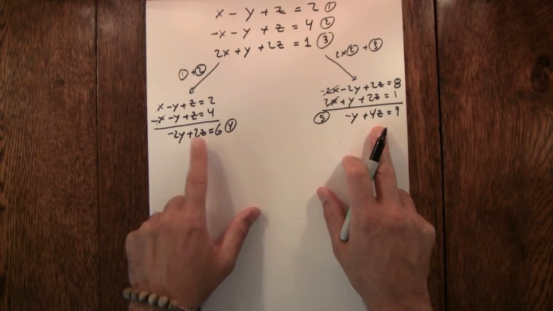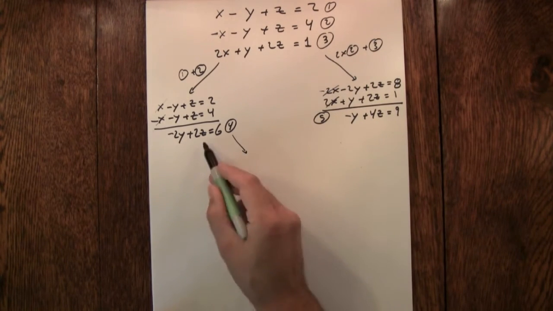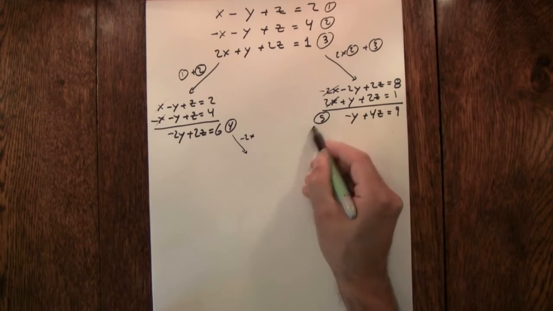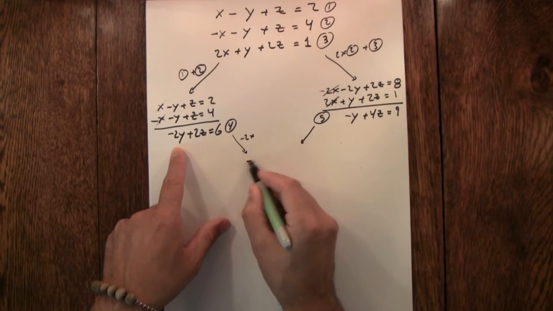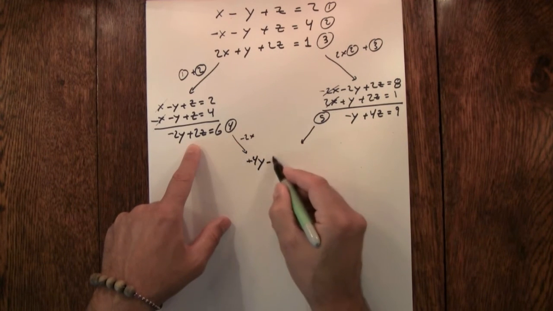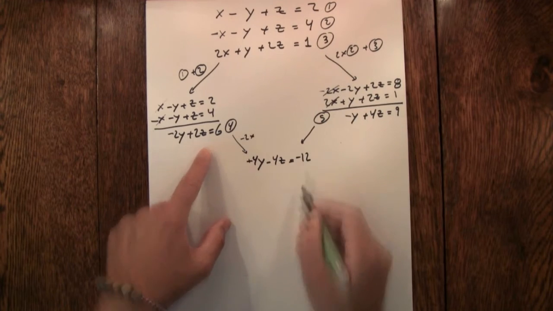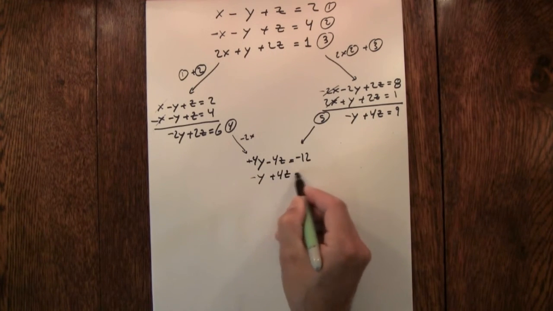For me to get rid of the z here, I need this guy to be negative 4z, because when I add them together, the negative 4z plus 4z will eliminate each other, right? So I'm going to multiply equation 4 by negative 2, and equation 5 I'm just going to bring down by itself. So equation 4, if I multiply by negative 2, I'm going to have positive 4y, my bad, positive 4y minus 4z is equal to negative 12. Okay, and I'm just going to bring this guy down, which is negative y plus 4z is equal to 9.